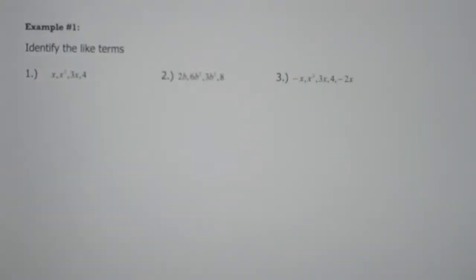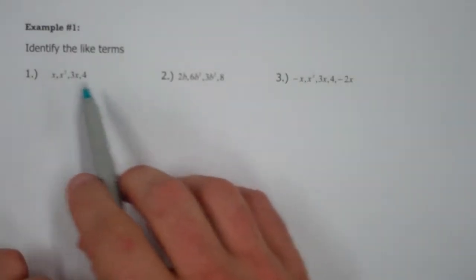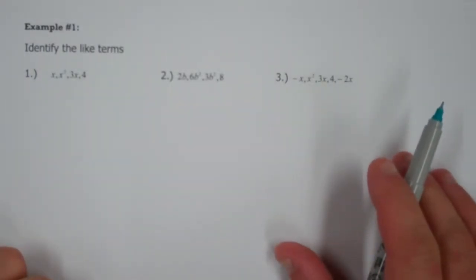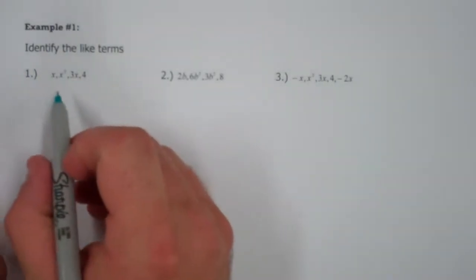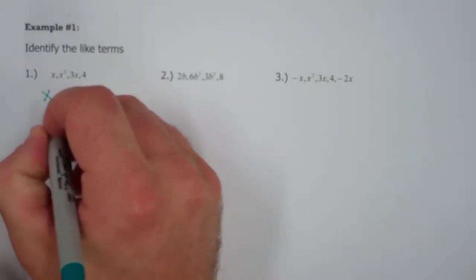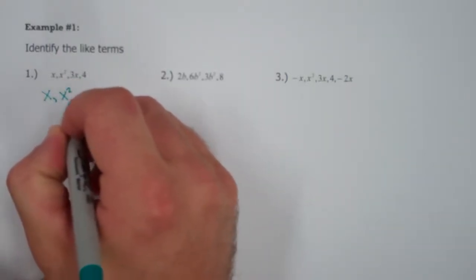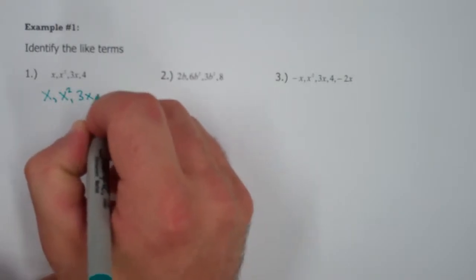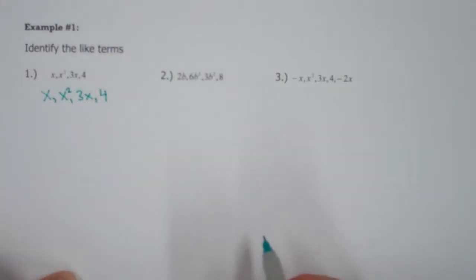In example 1, we need to identify the like terms, and we're given three sets of some terms. This might be hard for you guys to see, so I'm going to write them a little bit bigger. Apologize for the font size there. These are the four terms here.